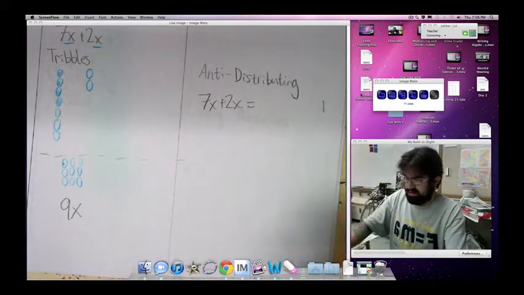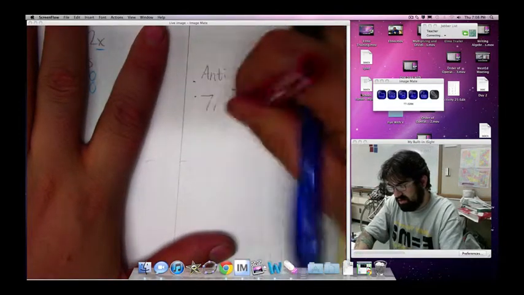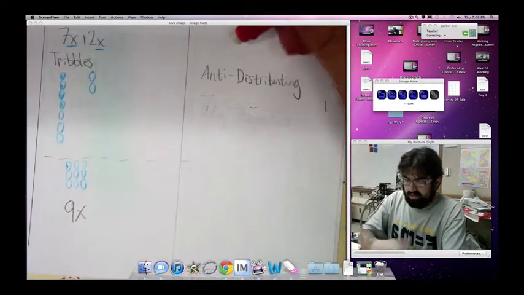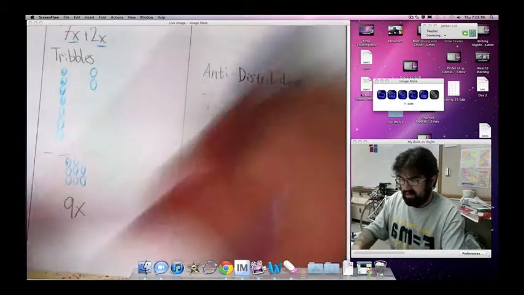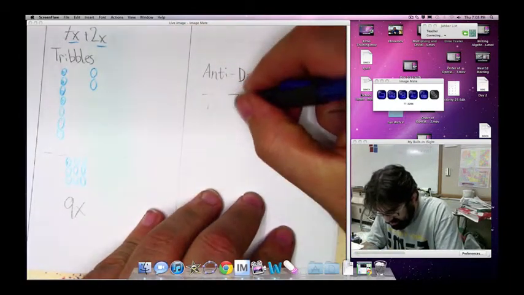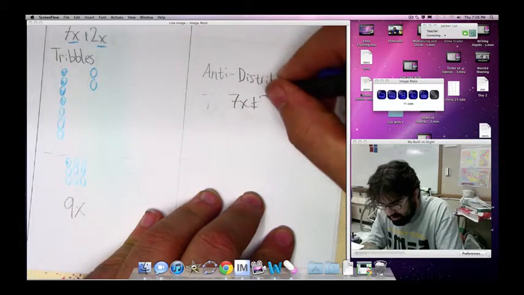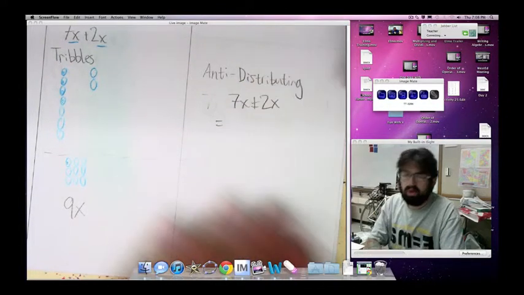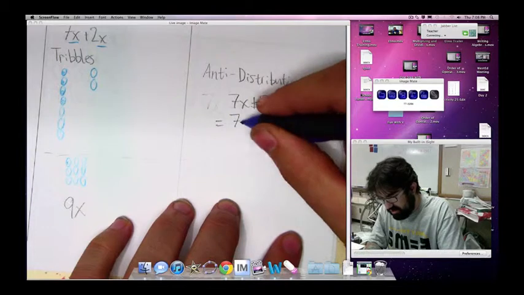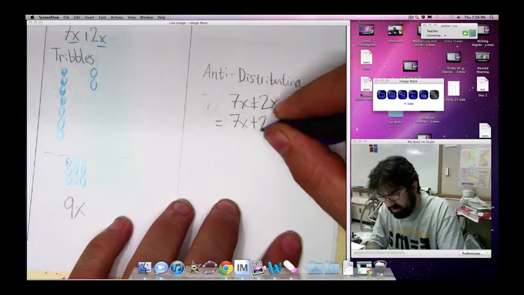You know what? I'm going to do this a little differently than that. Here's what I'm going to do. I'm going to rewrite. So I'm going to take 7x plus 2x. I'll put my equal sign right here. So I'm going to rewrite. That's my first step. 7x plus 2x.